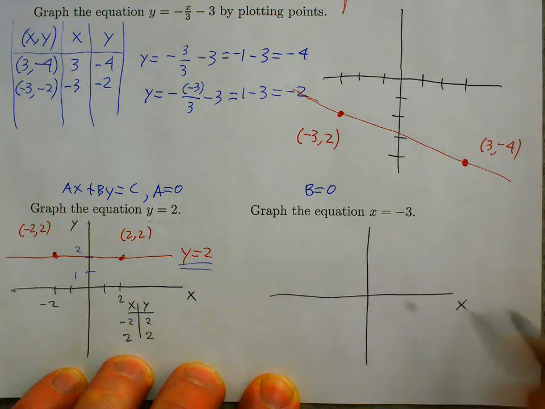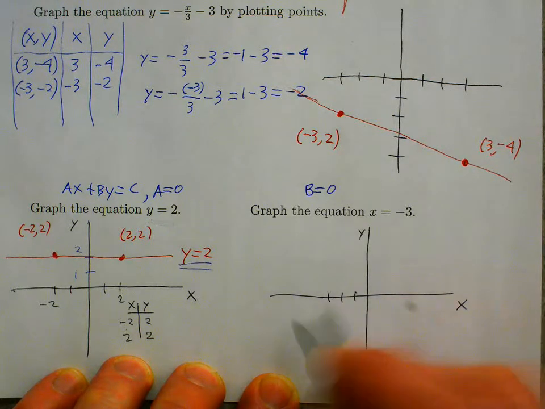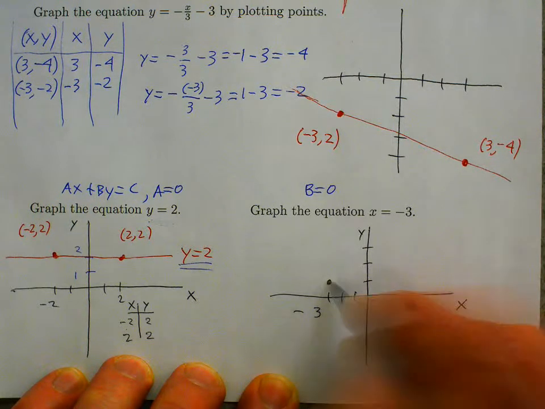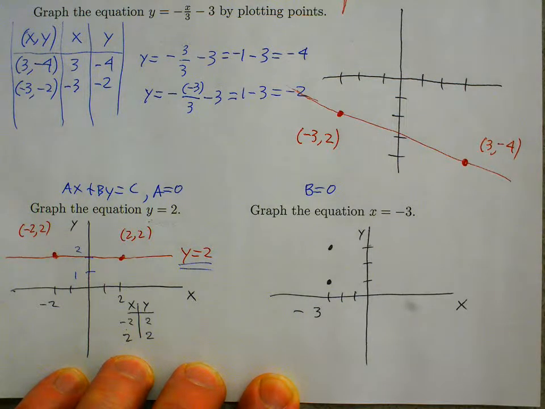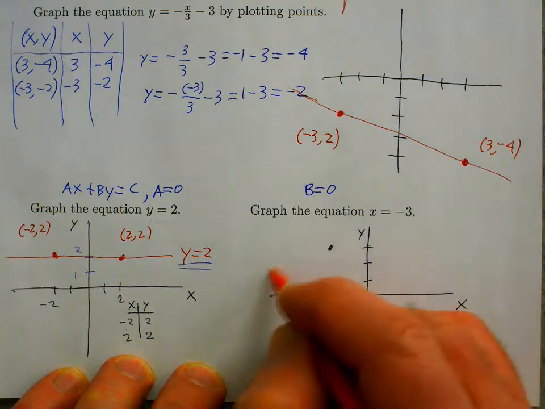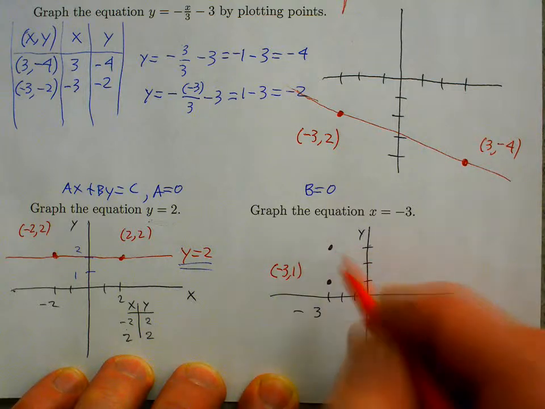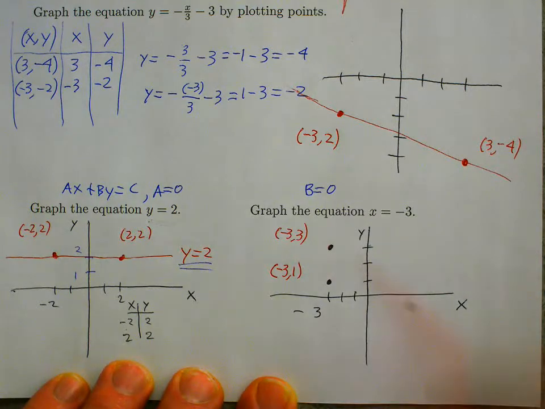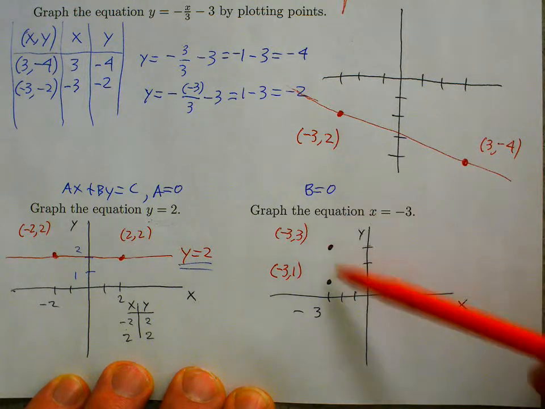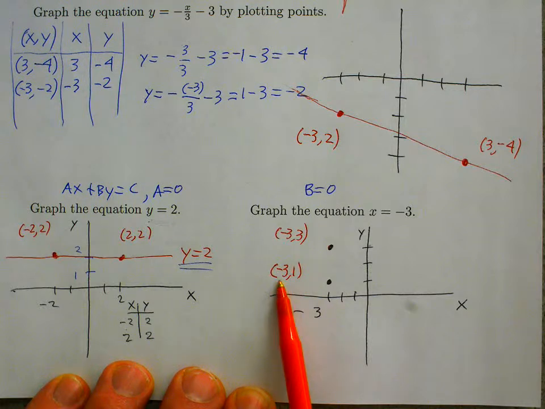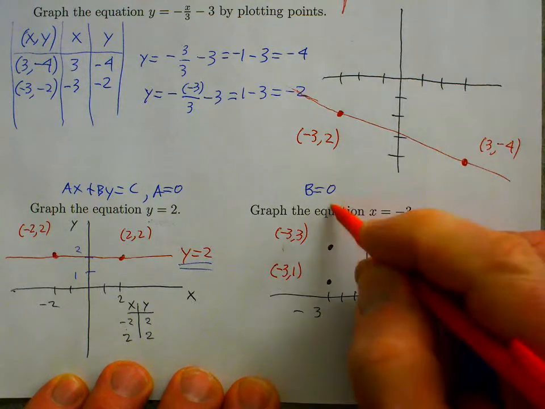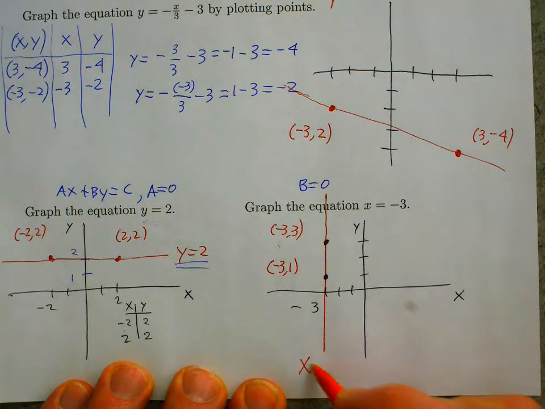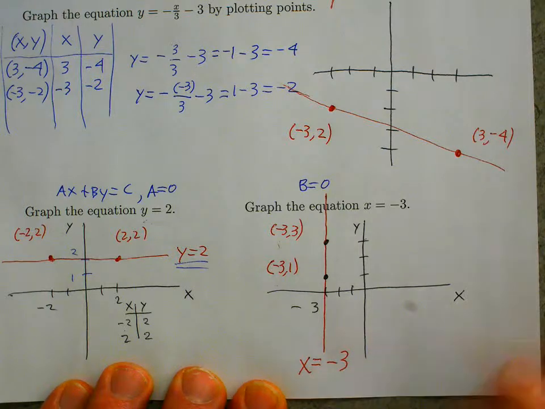So if every x coordinate is -3, I can pick any 2 points I want. I'll pick these 2 points. The ordered pair of that one is -3 for x, 1 for y. The ordered pair for that one is -3 for x, 3 for y. I could have picked other points besides those. I'm just making sure that the x coordinate is the same, -3. And the graph is a vertical line. So this is the vertical line, x equals -3.